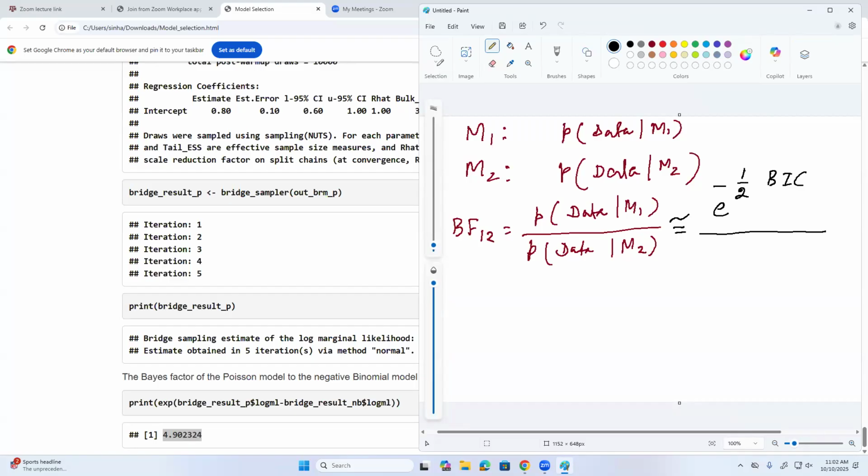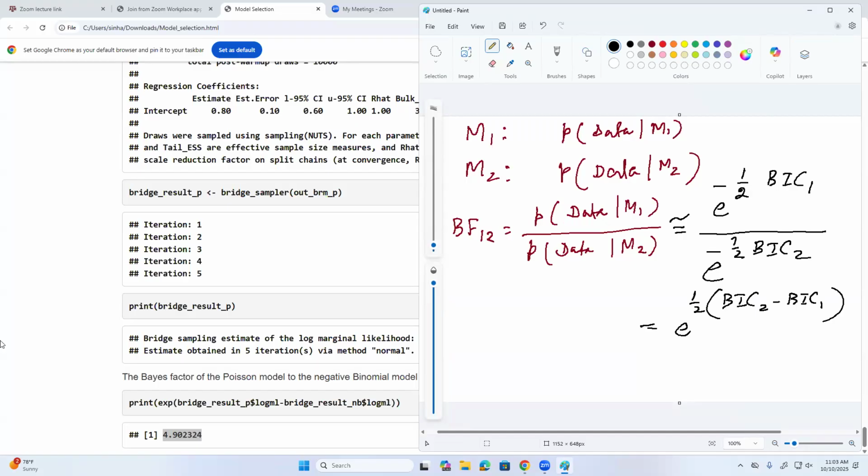BIC is approximately minus 2 times log of marginal likelihood. Then the negative sign divided by 2, e to the power, yes, BIC of model 1, and down here it is minus 1/2 BIC of 2. So you get what? E to the power 1/2 BIC of 2 minus BIC of 1. So the Bayes factor can be approximated then by BIC.